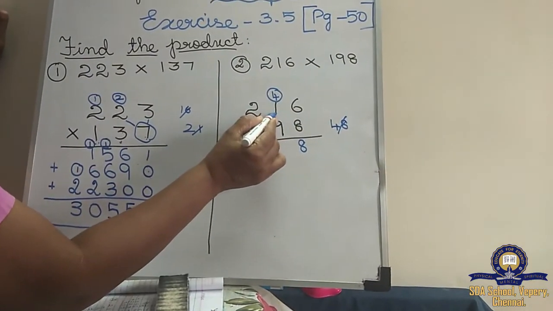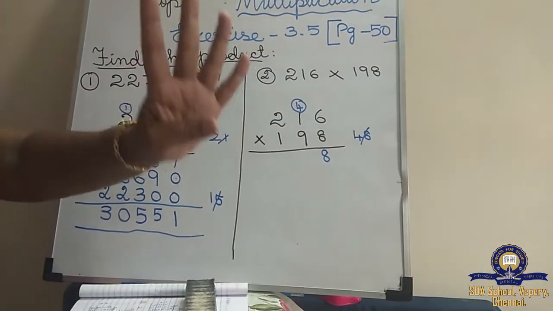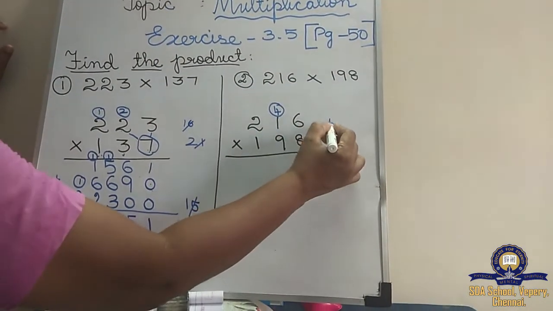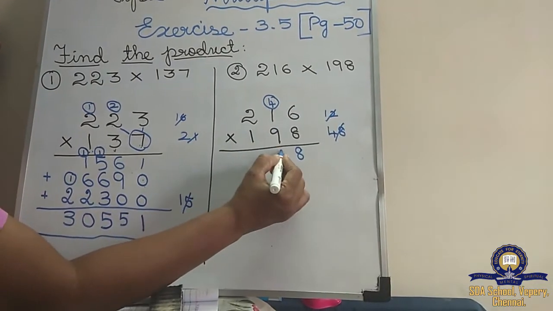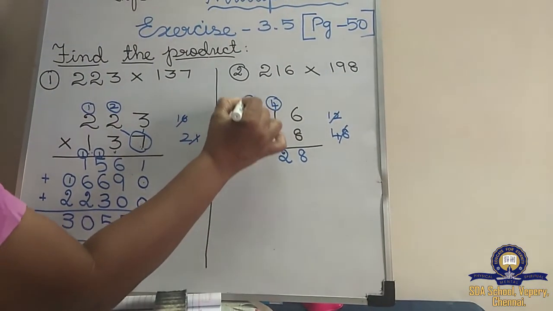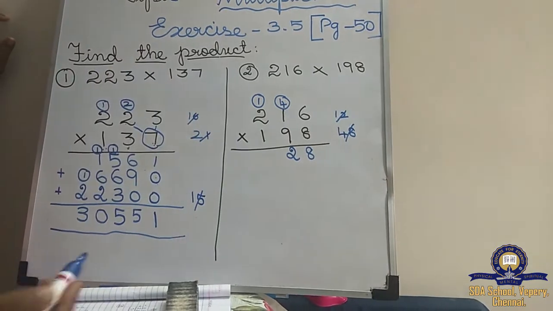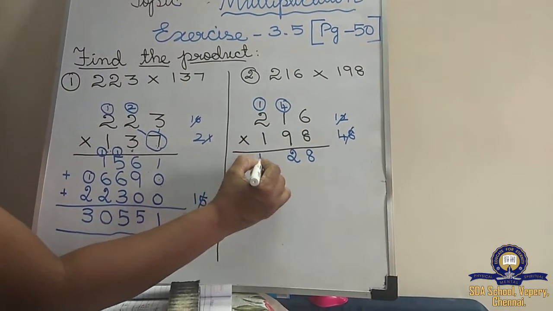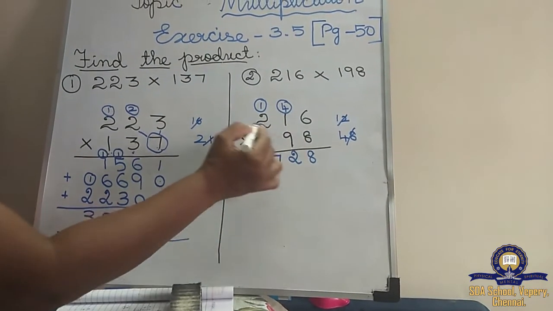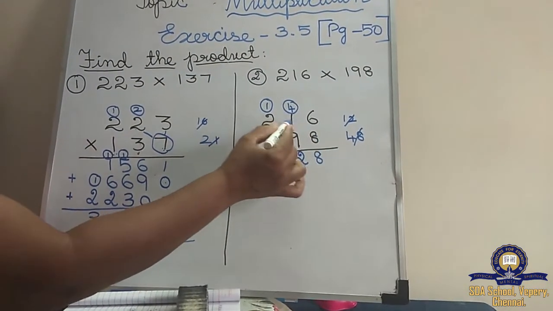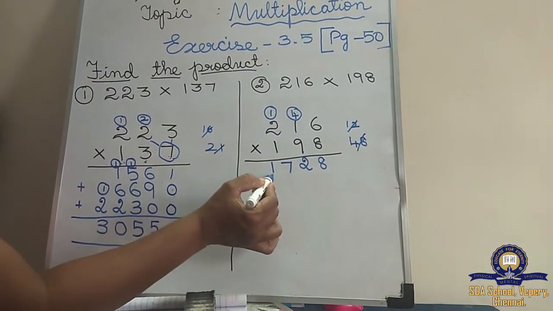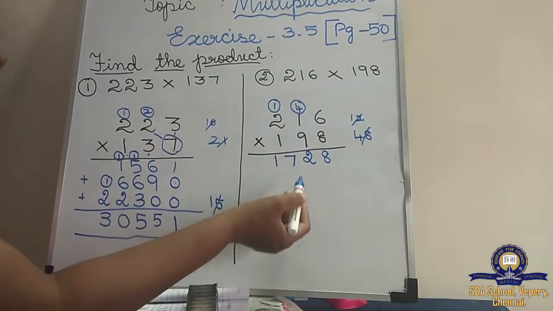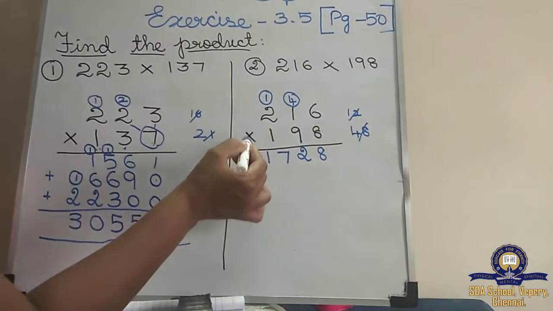8 ones are 8. 8 plus 4, 9, 10, 11, 12. 12, what you have to do? You have to put 2 here and 1 here. 8 twos are 16. 16 plus 1, 17. So what's the answer when you multiply by 8? 216 multiplied by 8, what answer? 1728.